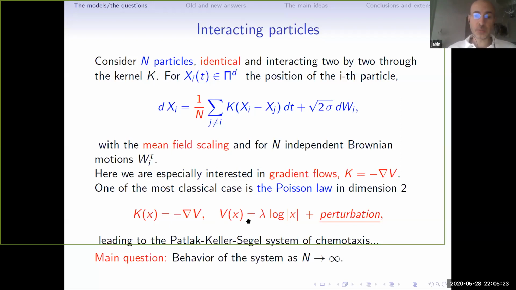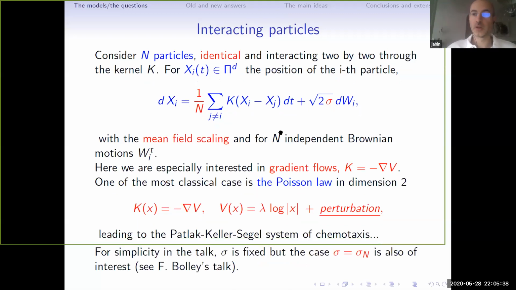Now, what this system does is very well known. And formally, its mean field limit leads to the famous Keller-Segel system, which has been obtained, for example, for chemotaxis. Now, one last remark before I show you that system. Here in general, I'm going to fix the viscosity or diffusion coefficient sigma. This is for simplicity. I could allow the sigma to also scale with the number of particles.